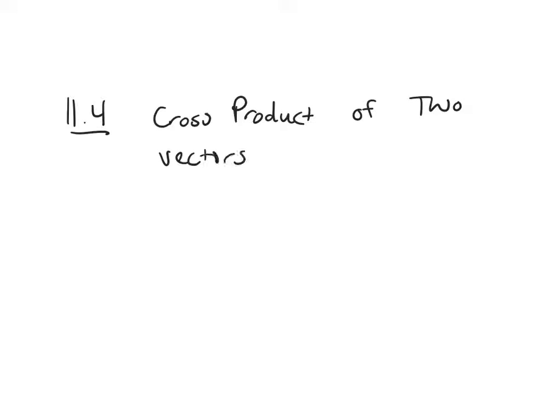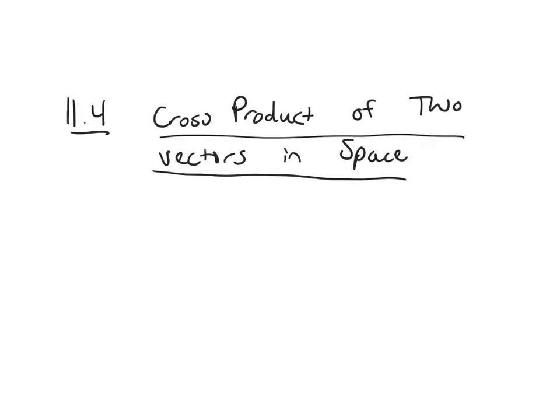We're going to start our next section, which is 11.4, about the cross product of two vectors in space. I will mention we have the dot product, but remember, when we take the dot product of two vectors, we don't get back a vector, it's a scalar. But when we take the cross product of two vectors, we get a vector.